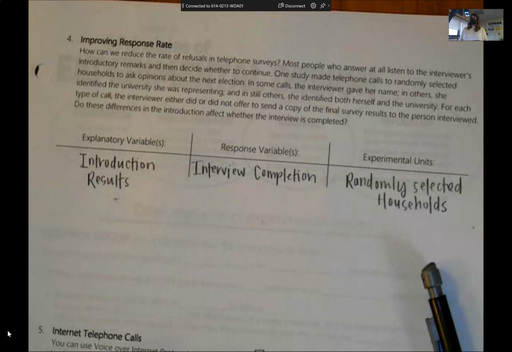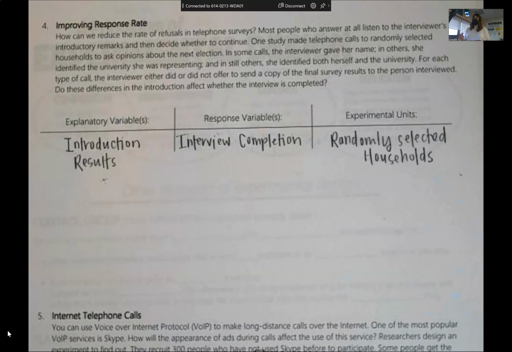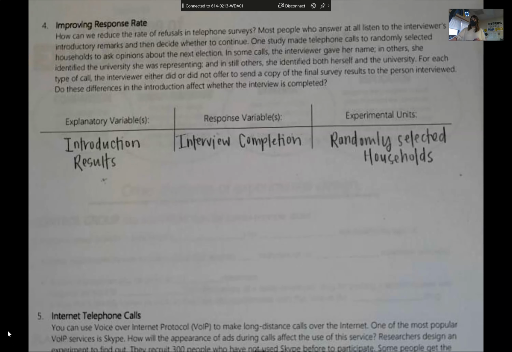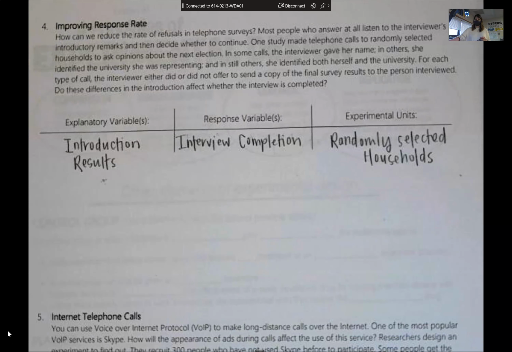Okay, this time you have 2 factors. It's the intro that the caller gives and whether or not they will send the results of the survey. The response is whether or not the interview is completed. The experimental units, we don't know how many, but the randomly selected households that they called. So now try to build that table based off of those 2 factors.